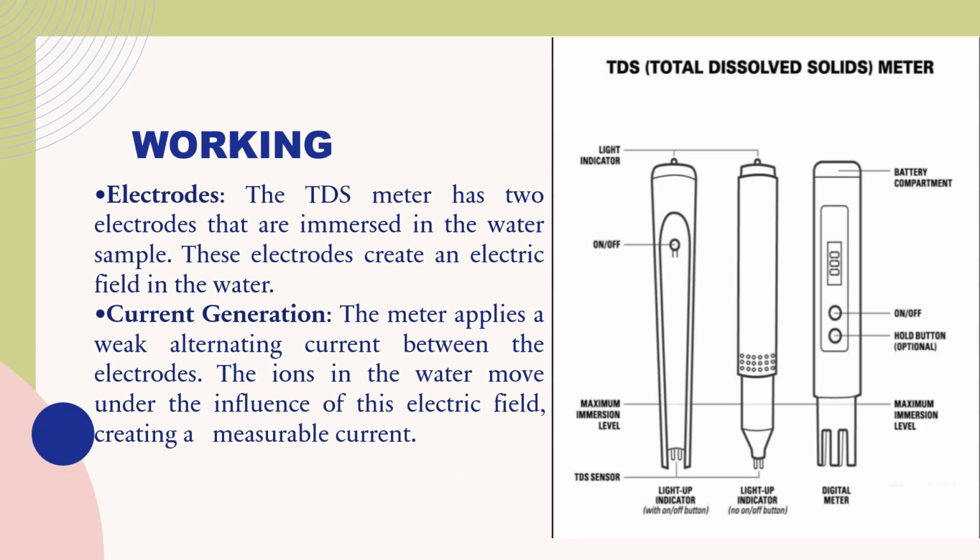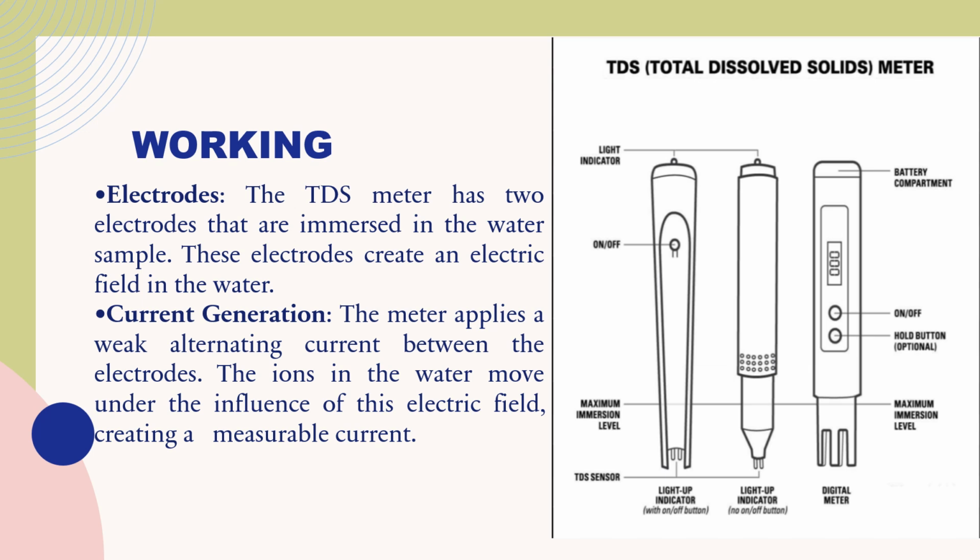Moving toward the working of the TDS meter. Electrodes and water interaction takes place. A TDS meter has two electrodes, typically made of conductive material, which are immersed in the water sample. When these electrodes are submerged, they create an electric field in the water.